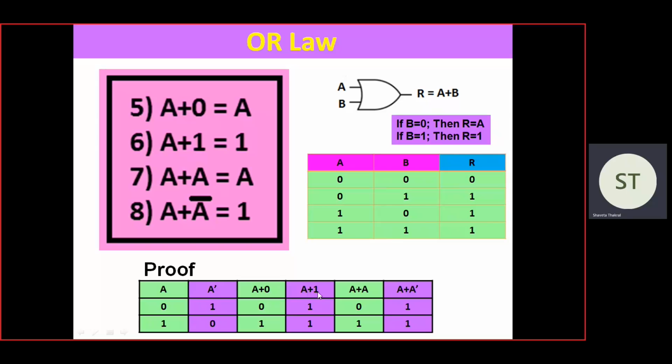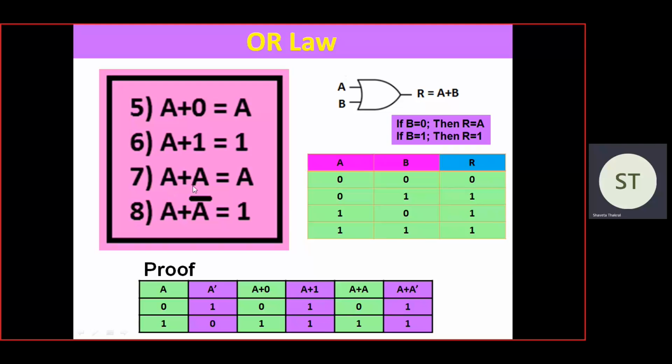Then A is ORed with 1. So 0 is ORed with 1 as well as 1 is also ORed with 1. So if 0 is ORed with 1, result is 1. And if 1 is ORed with 1, result is again 1. So we can see here A ORed with 1, the output here is 1 irrespective of A.